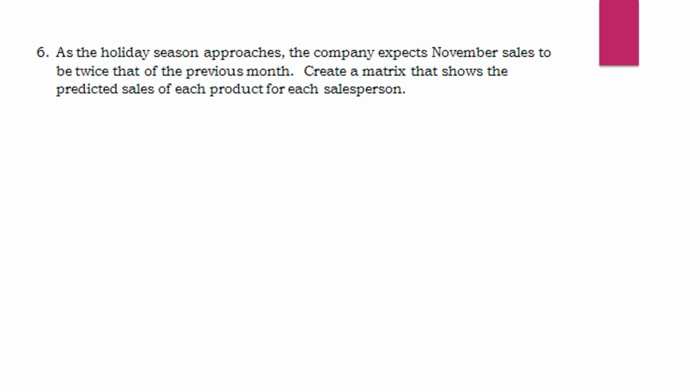All right, as the holiday season approaches, the company expects the November sales to be twice that of the previous month. Okay, so this means for November sales, it's going to be 2 multiplied by the October sales. So what you would do is just very simply double everything that you had in October.